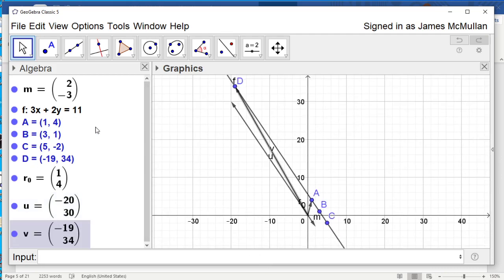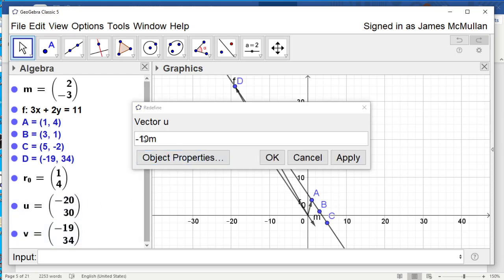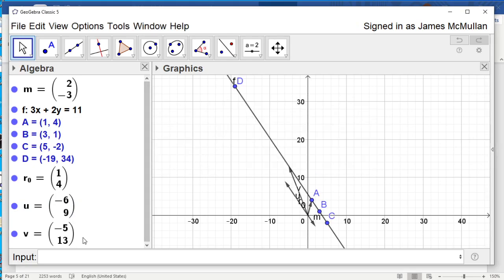Now, I think this is just a bit too far away. So why don't we say negative 3 so we get a better diagram. Okay, and then the point D would be, well, let's see. So O plus V plus RO.